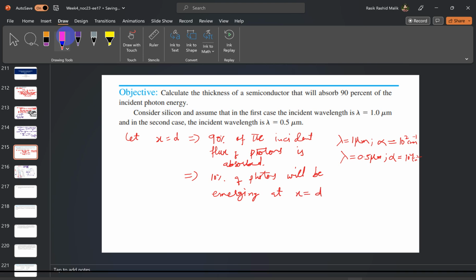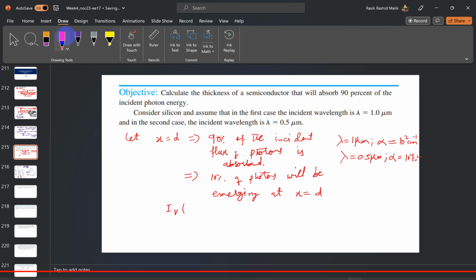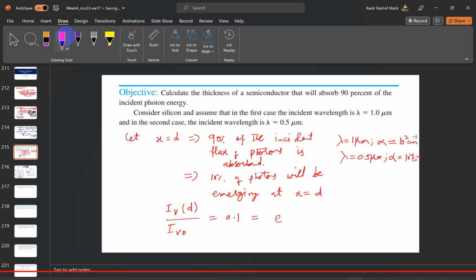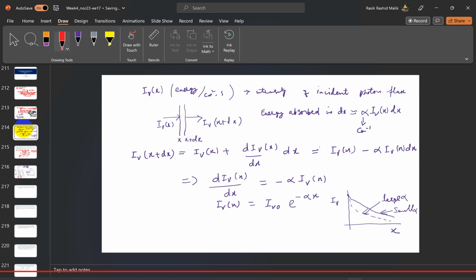So we can write the intensity or the photon flux at distance d by incident photon flux, IV at 0. So that will be 0.1. So this will be the 10%. So that means that will be equal to e to the power minus alpha d. Right? So this is the case because we have already derived it in the previous section here.